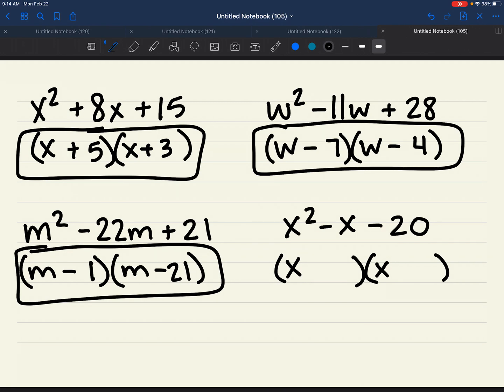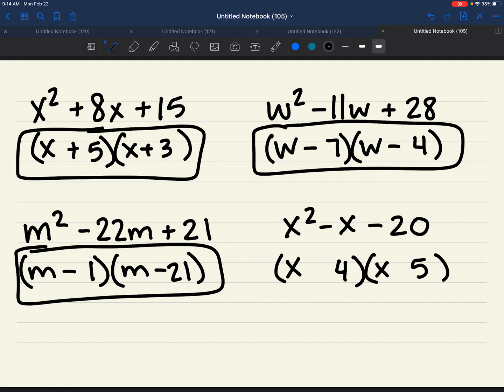So what two numbers give two numbers that multiply to get 20? 2 and 1. Okay, would those add or subtract to get 1? No. So tell me two factors that multiply to get 20, add or subtract to get 1. 5 times 4. There we go.